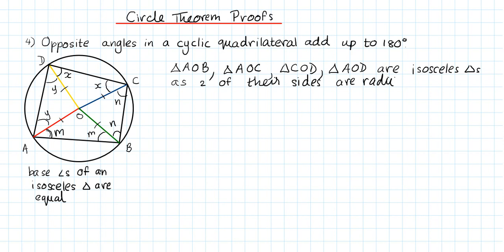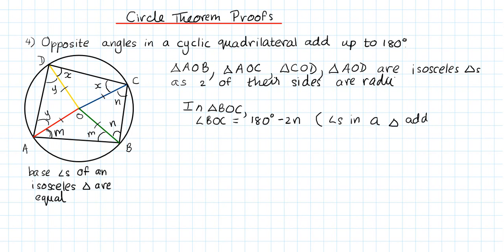Okay, so in triangle BOC, so we're looking at this triangle over here, angle BOC is equal to 180 degrees minus 2n. The reason for this is angles in a triangle add up to 180 degrees. Similarly, this angle here will be 180 minus 2n.